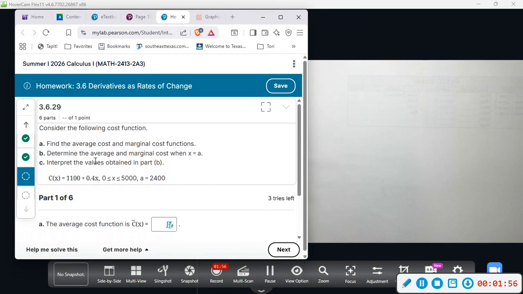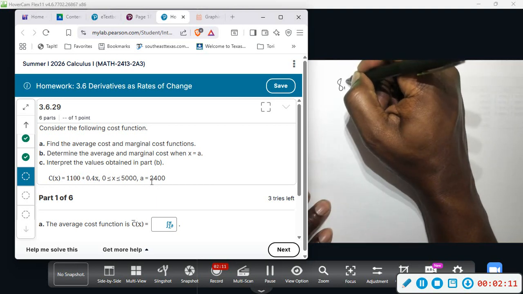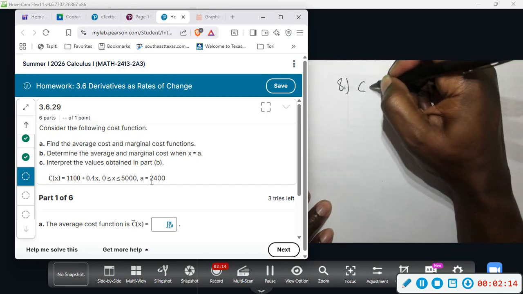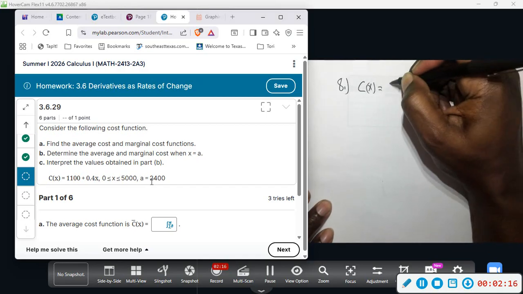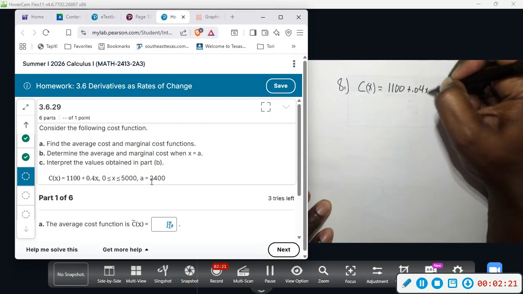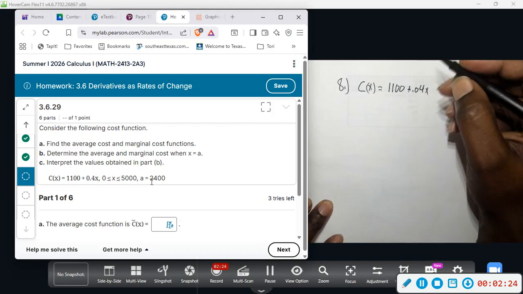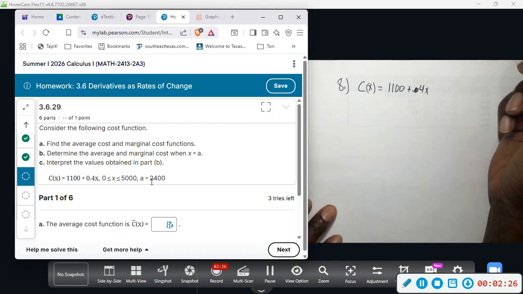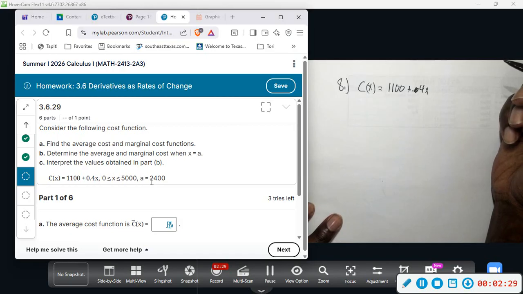So here again, they give us a cost function. C of x is equal to 1100 plus 0.4x. This is from 0 to 5,000 units, and we're looking at a equals 2,400. Okay, so our cost function is pretty much given. Okay, not 0.04, just 0.4. All right, we need to find the average cost and the marginal cost.